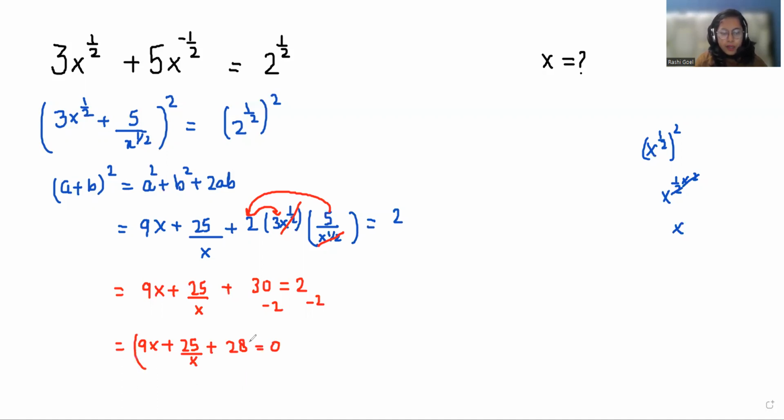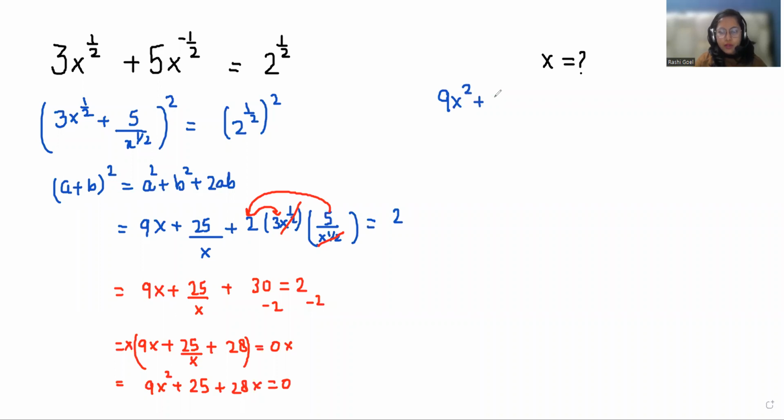Now I'm going to multiply with x throughout the equation. So it becomes 9x square plus 25 plus 28x is equal to 0. If I rearrange this equation, it looks like 9x square plus 28x plus 25 is equal to 0.